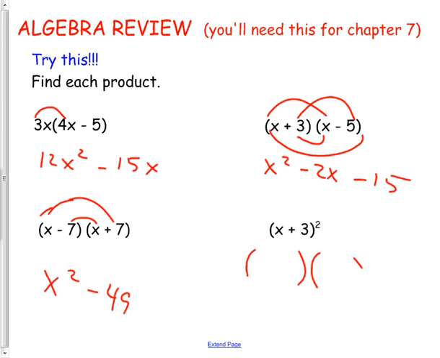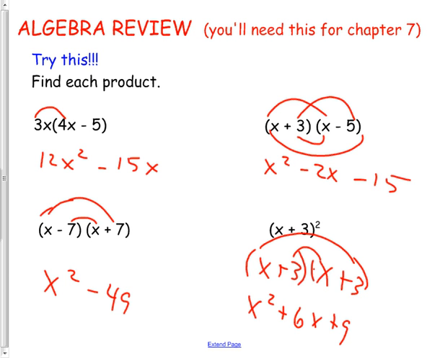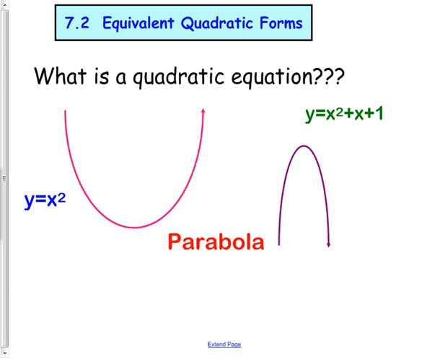It's like this, x plus 3 and x plus 3. That's how you square something, is times it by itself, and you forget to do the outside and the inside sometimes. X squared plus 6x plus 9. Raise your hand if you had that one right the first time. Okay, good. Moving on. What is a quadratic?